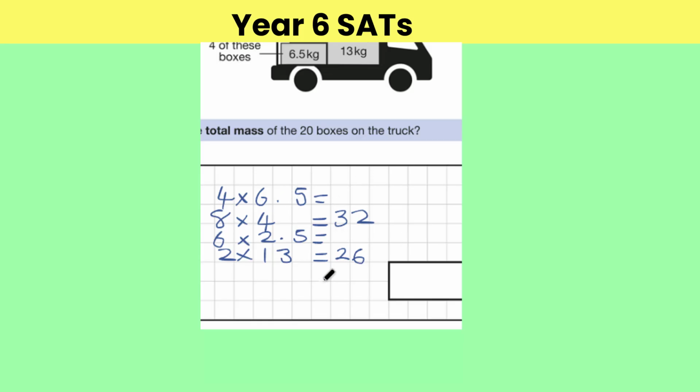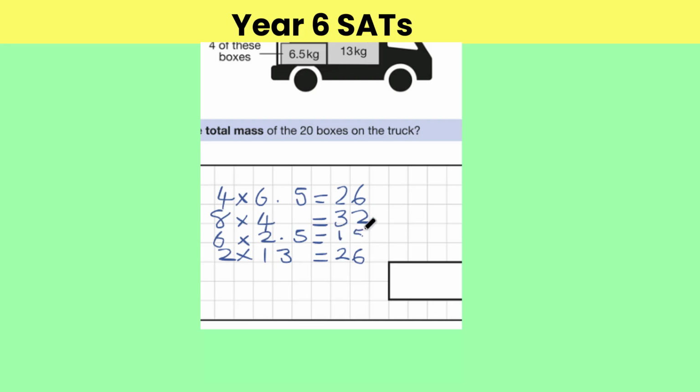Now you might want to write it out in a short multiplication. I would just do 4 lots of 6 is 24, and 4 lots of a half, or half of 4, is 2. So 24 plus 2 is 26. You can just partition your whole number and your decimal number. I've done some examples of this in this year's arithmetic paper, doing a multiplication where you've got a mixed number, a whole number, and a part of a number. 6 times 2 and a half, well 6 times 2 is 12, 6 times a half, or half of 6, is 3. So 12 plus 3 is 15.